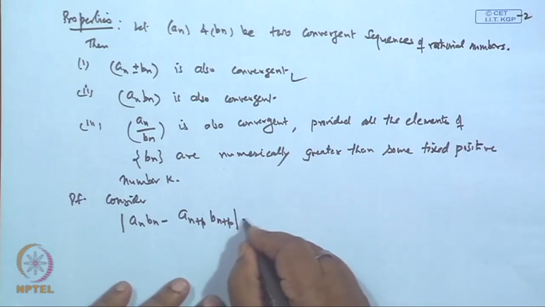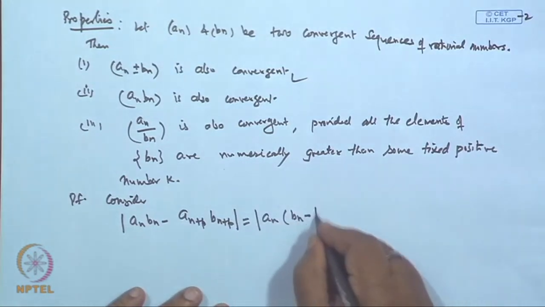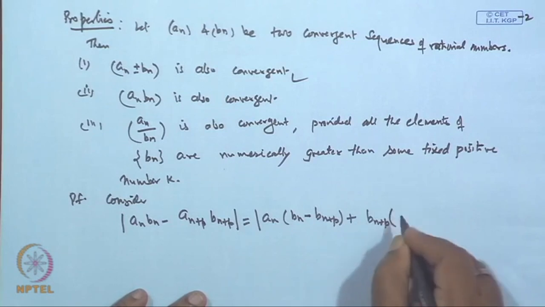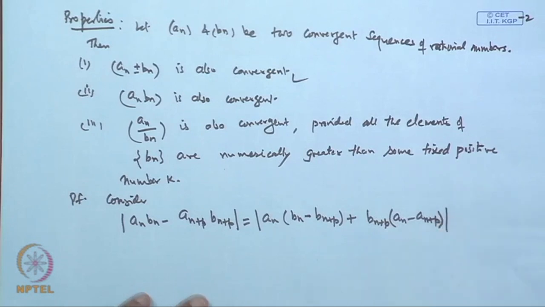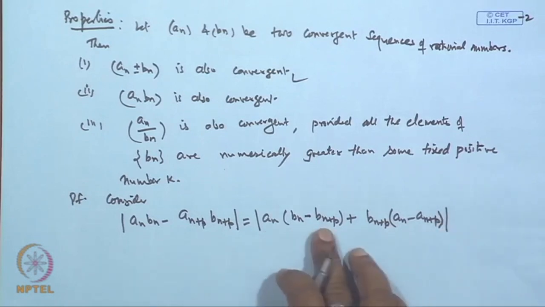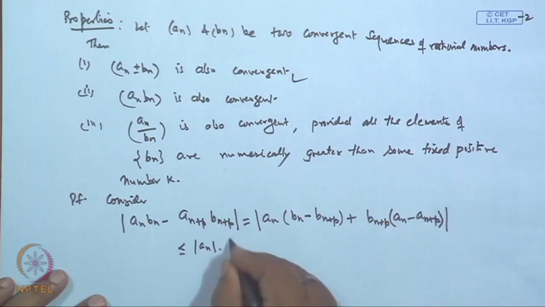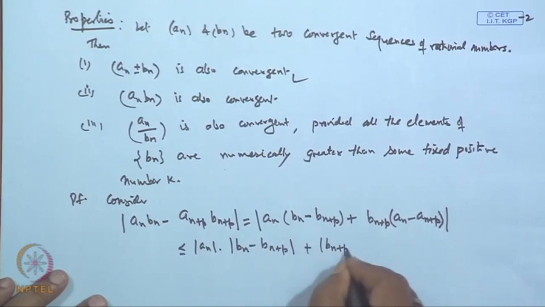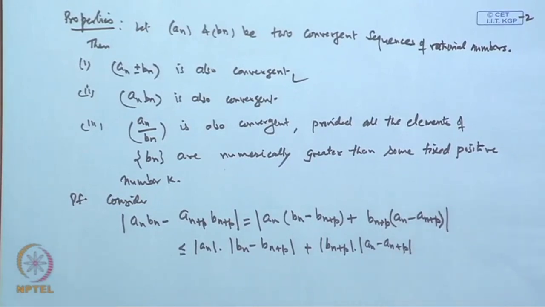Now, this can be written as a_n times (b_n minus b_(n+p)) plus b_(n+p) times (a_n minus a_(n+p)), just by adding and subtracting the term a_n b_(n+p). Now this is less than or equal to mod a_n times mod (b_n minus b_(n+p)) plus mod b_(n+p) times mod (a_n minus a_(n+p)). Is it not? Just the modulus rule, because mod of x1 plus x2 is less than or equal to mod x1 plus mod x2.